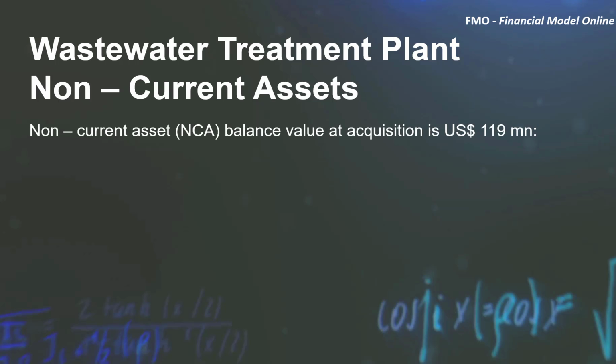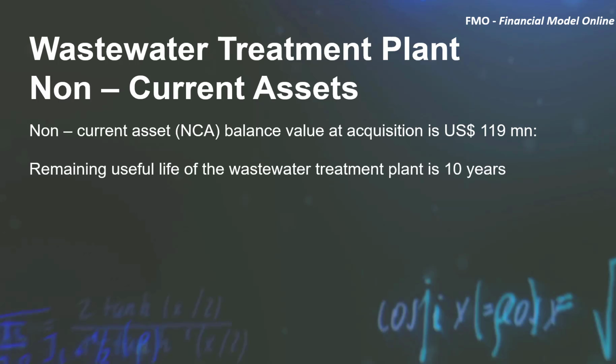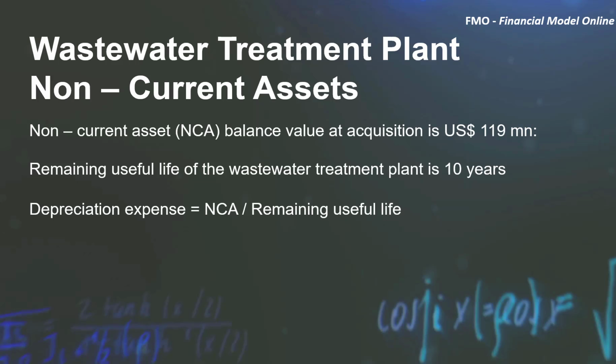According to the case study instructions, the non-current assets balance value at acquisition is 119 million, and the remaining useful life of the asset is 10 years. We'll be using these two numbers to, number one, model the non-current assets balance value in the balance sheet, and then model the depreciation expense. The depreciation expense formula is non-current assets value divided by the remaining useful life in each period.